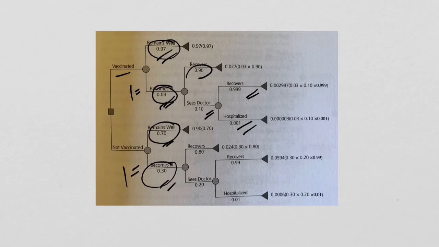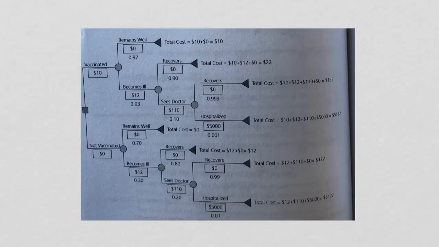So now let's look at the bottom tree. If we were to not get vaccinated and we become ill, we have about 80% chance of recovery and therefore 20% of seeing a doctor. If we see the doctor, we have about 99% of recovering, not 99.9%, since we weren't vaccinated, but that's still pretty good. And we have about 0.01, which is equal to 1%, of being hospitalized. So these are the probabilities that we're going to input into our model. So now that we've input the probabilities in the model, let's look at costs.